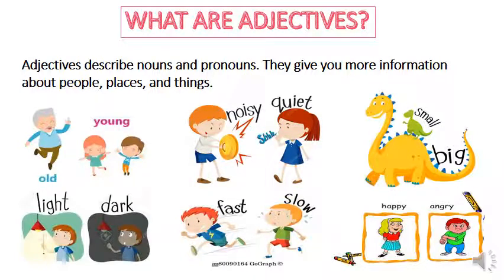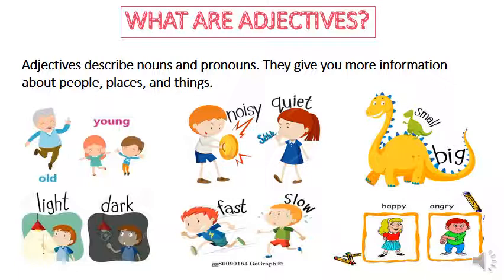First of all, let's see what adjectives are. Adjectives are words that describe nouns and pronouns. So, adjectives give more information about people, about places, and about things.